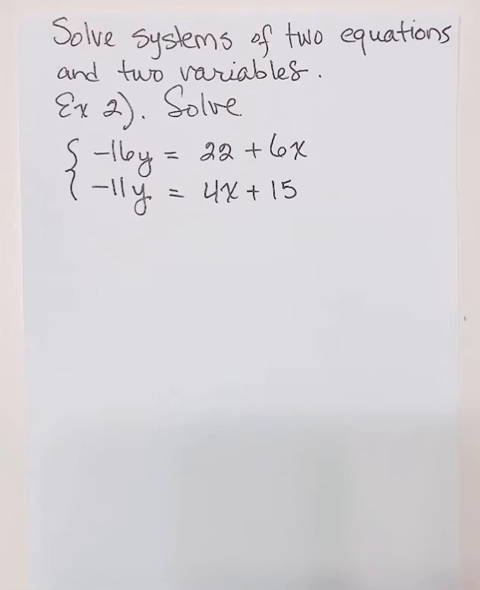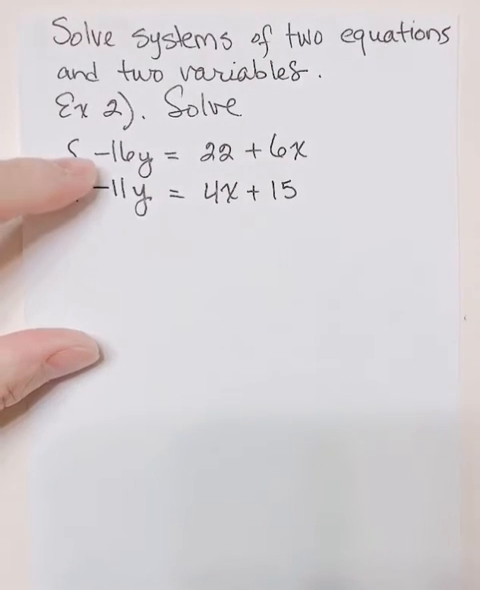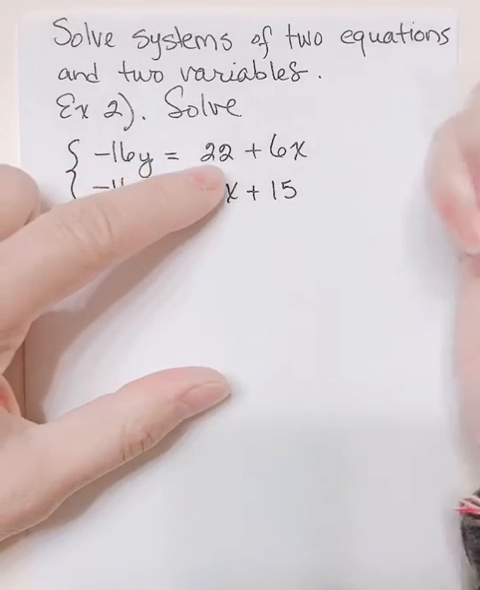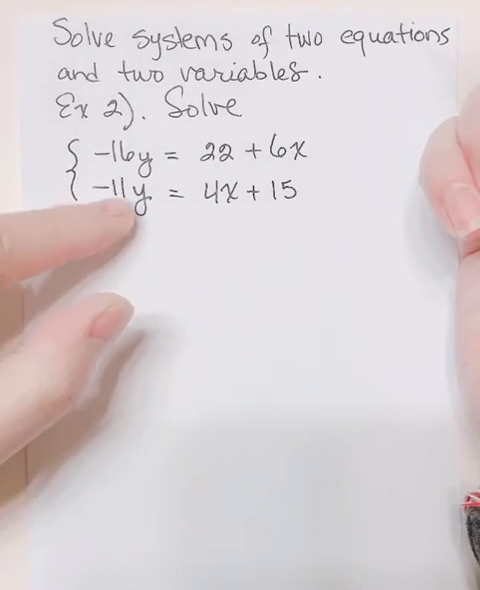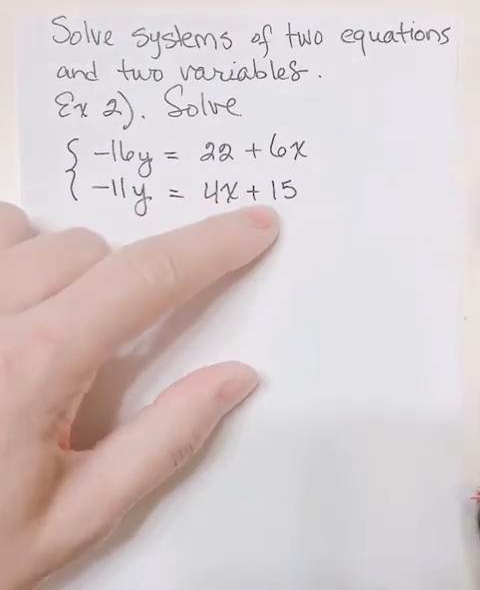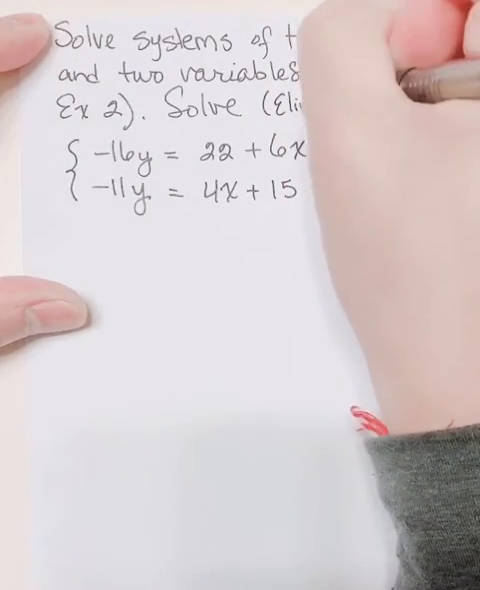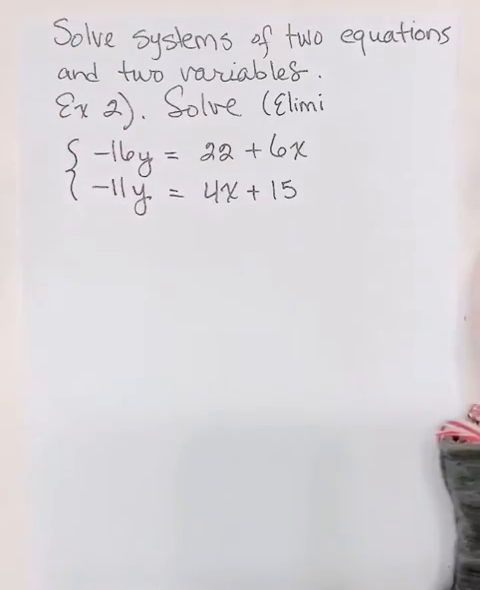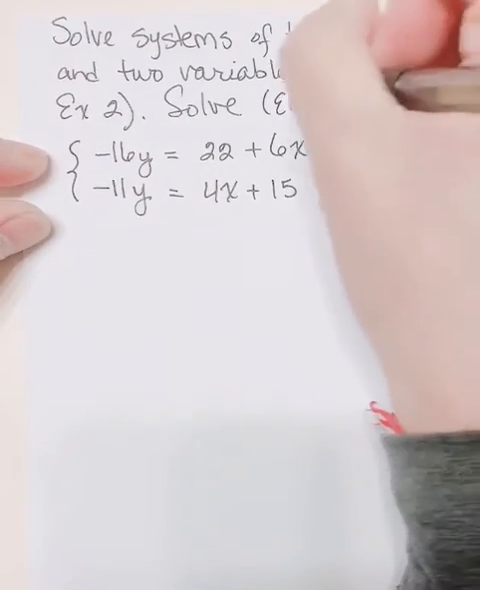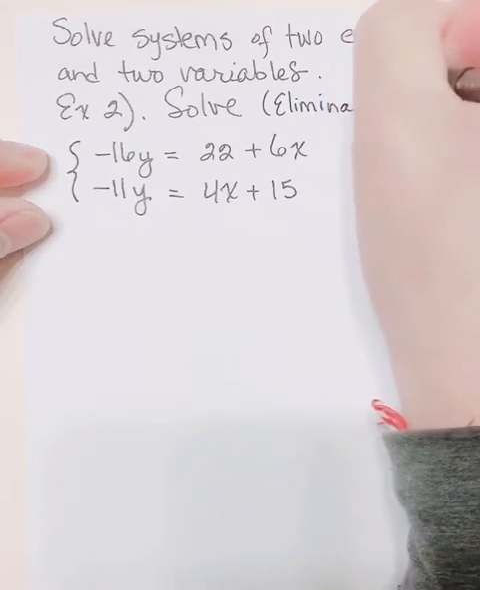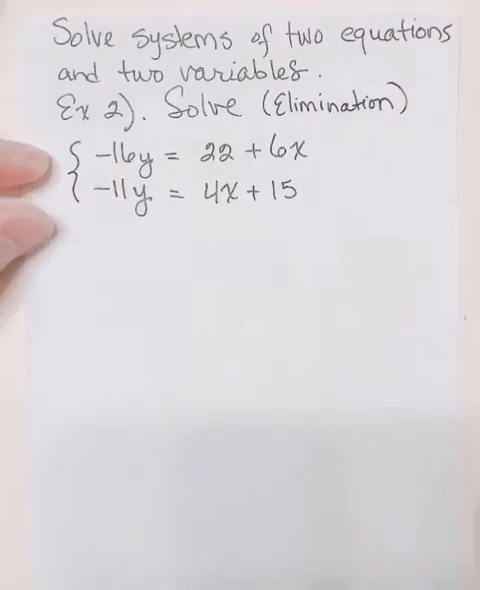and two variables. Here we have a system of negative 16y equals 22 plus 6x and negative 11y equals 4x plus 15. The elimination method would be the best method to use here, simply because none of the variables are single or by itself. Elimination, okay? So I'm going to show you how to use elimination to solve this.